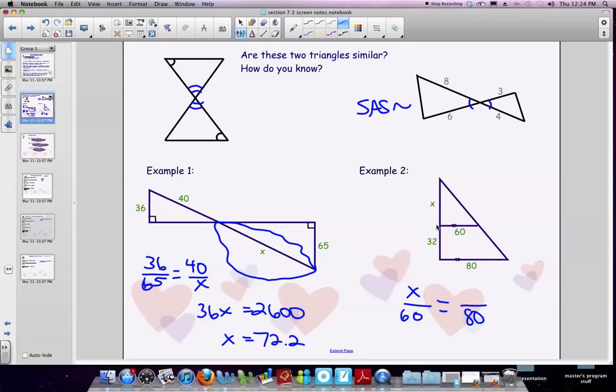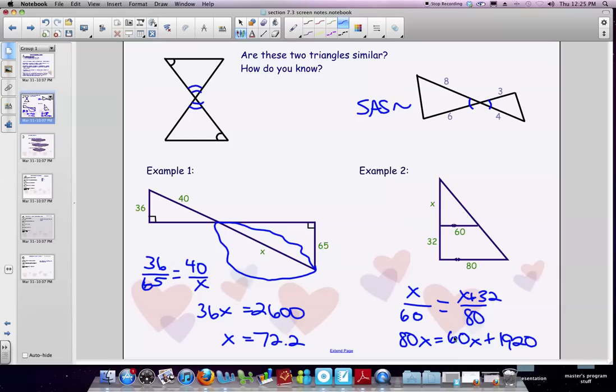To represent the whole left side, just like we did up here, the whole left side of the small triangle was x. The whole left side of the big triangle would be x plus 32. At that point, it becomes just a cross multiplication again. We cross multiply, and we take 80 times x is 80x, and then we're going to take 60 times more than one thing. So 60 times x is 60x, and 60 times 32 is 1920.